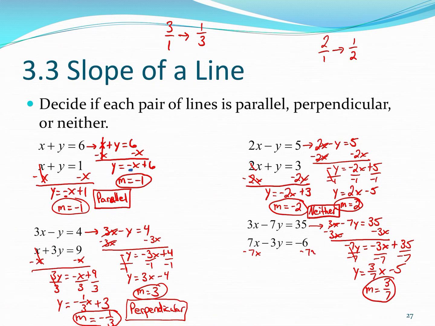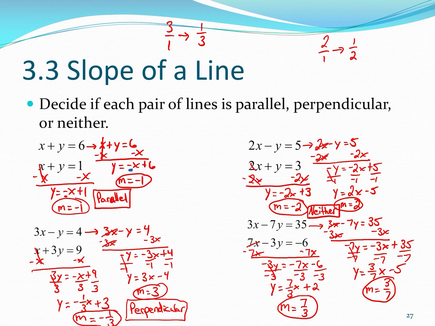Okay. Then in the next equation, again, we're going to solve for y, so we're going to subtract 7x. And we're going to have negative 3y is equal to negative 7x minus 6. And we'll divide by negative 3. And when we do, we're going to get y is equal to 7/3 x. Again, it is positive because negative 7 divided by negative 3. And then plus 2. And so the slope of this line is 7/3. So again, the question is, are they parallel, perpendicular, or neither?